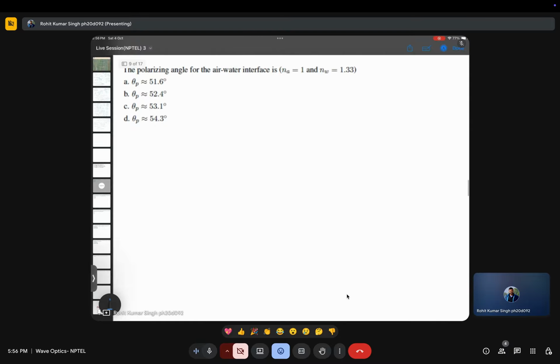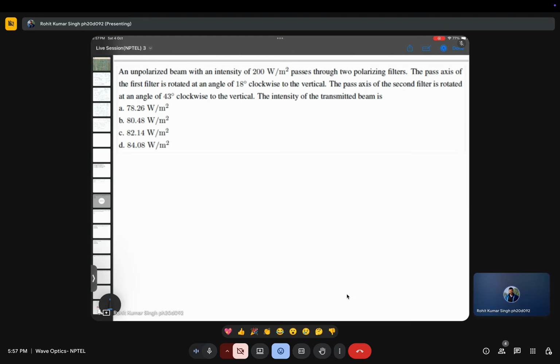Okay, that was easy. Then again an easy one, the polarizing angle for air water interface is, so what is the formula? N2 by N1. N2 by N1, right? 1.33 by 1. So you can calculate. Okay, again an easy one.